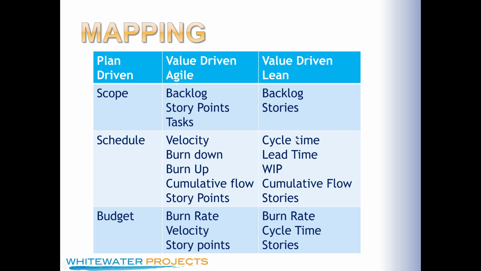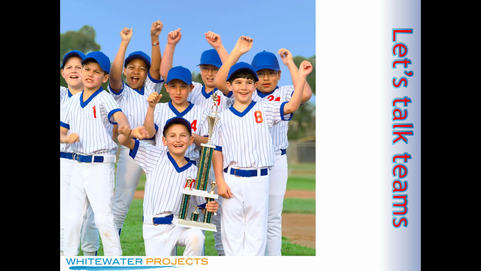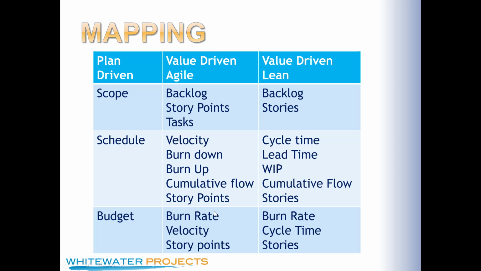In a Kanban project, you would be looking at things like cycle time, lead time, WIP control, as well as looking at the cumulative flow to see that and the available stories. For budget, you would be looking at the team's burn rate, right? That's basic team burn rate, right?